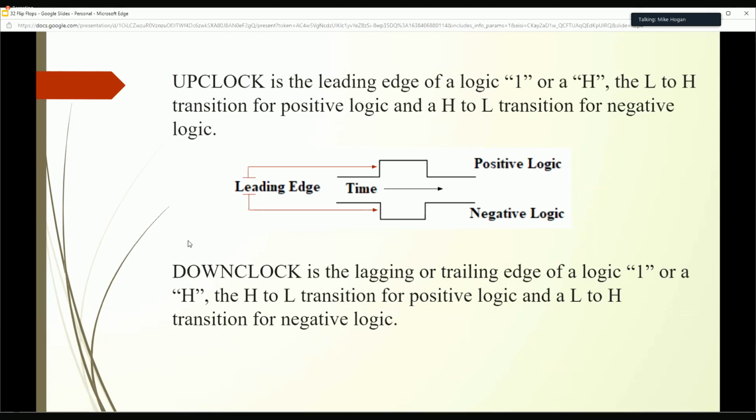Here, once again, we're looking at this up clock or down clock. All we're saying there is the transition. Is it going from a low to a high? In other words, is it right here? It's going from a low, my least positive voltage, to a high, my most positive voltage. And so if it's going from low to high, then that's going to be my up clock.